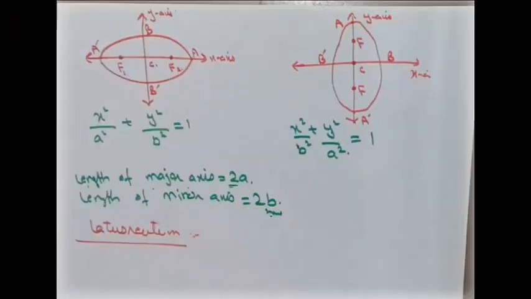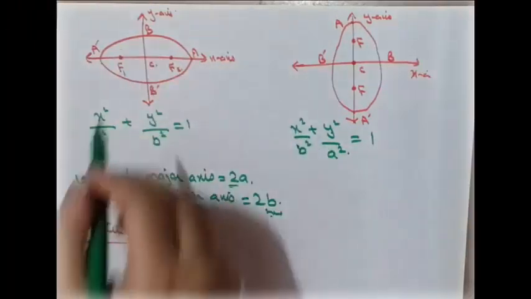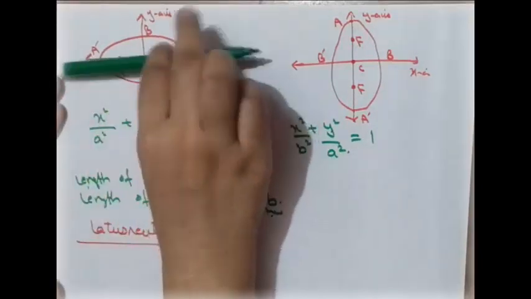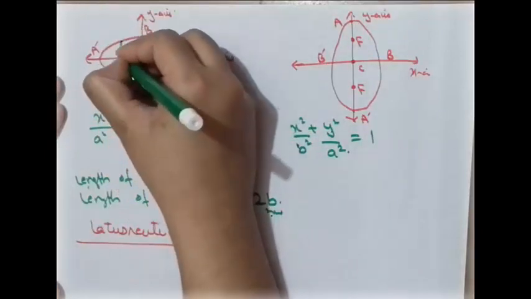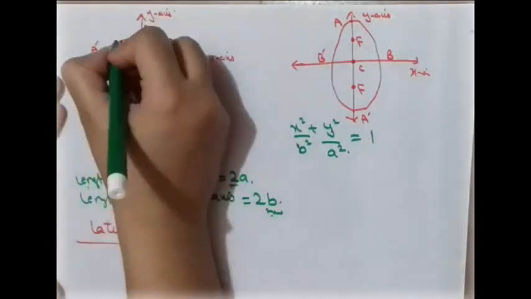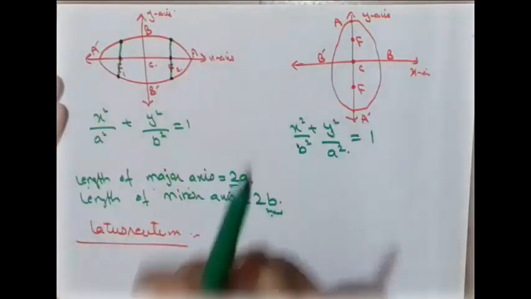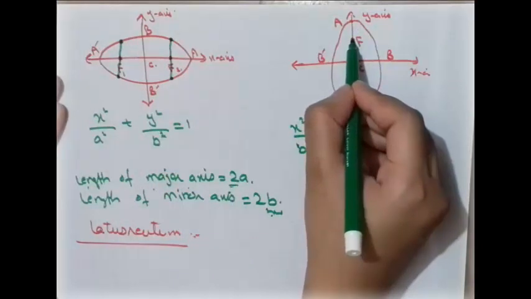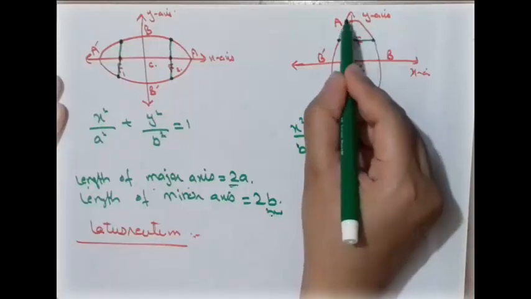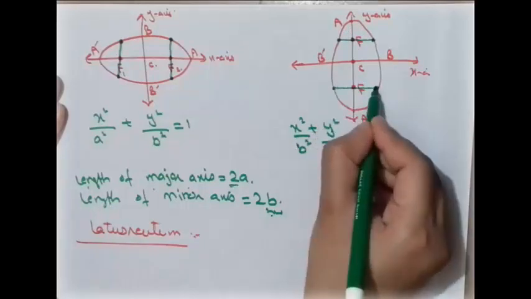What is latus rectum? A line passing through a focus, meaning these two are foci. A line passing through a focus and perpendicular to the major axis. Here the major axis is the x-axis, and a line passes through this focus point. Both of these lines through the focus points are called a latus rectum, and the ends of this line are on the curve, meaning on the ellipse. In a similar way, in that case, a line passing through this focus and perpendicular to the major axis, with both ends on the curve or ellipse, is called a latus rectum. So this is a latus rectum.